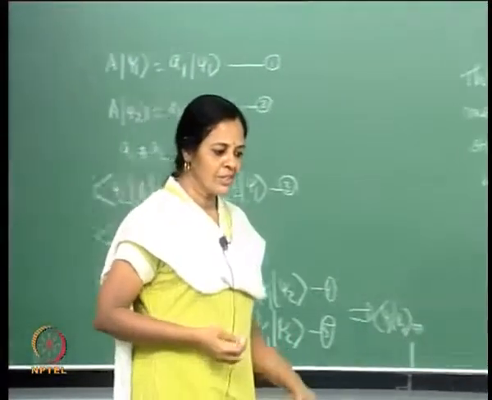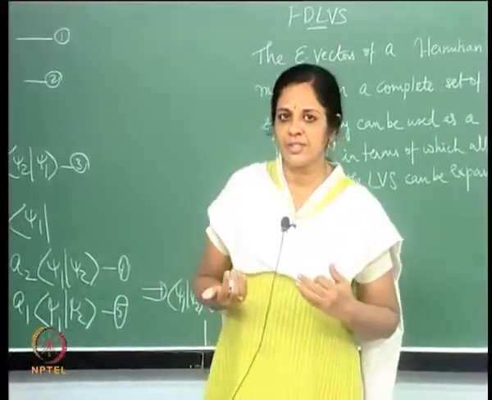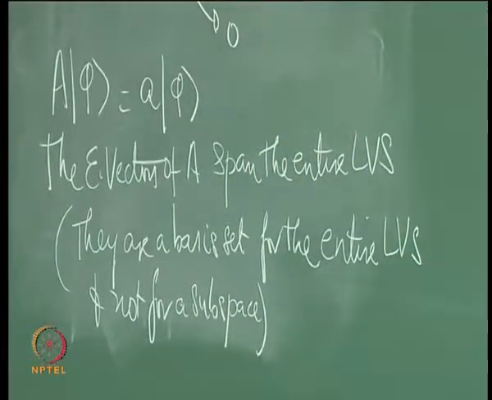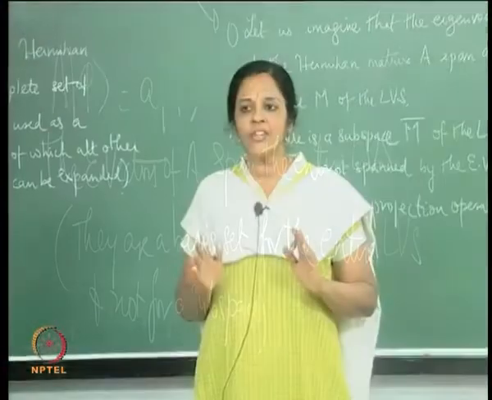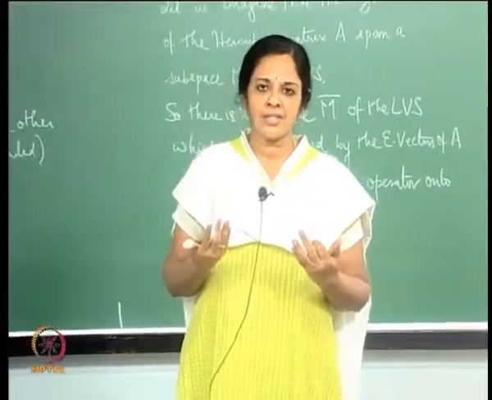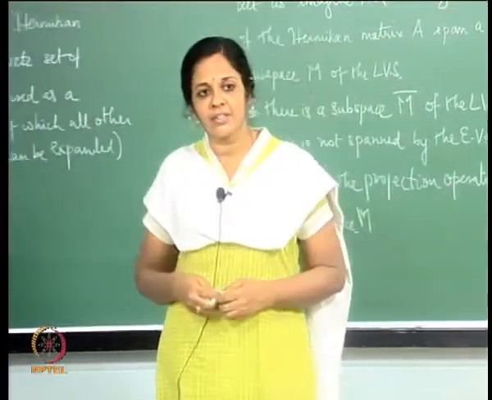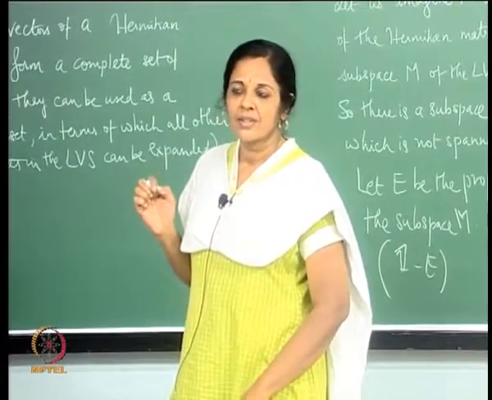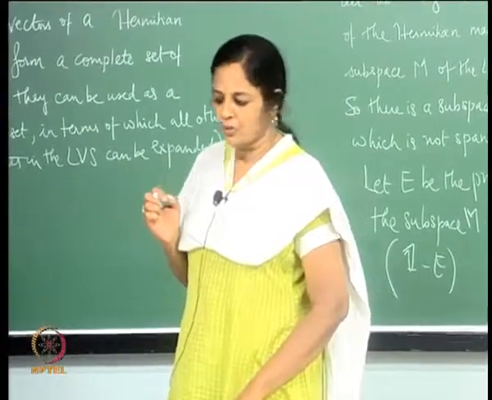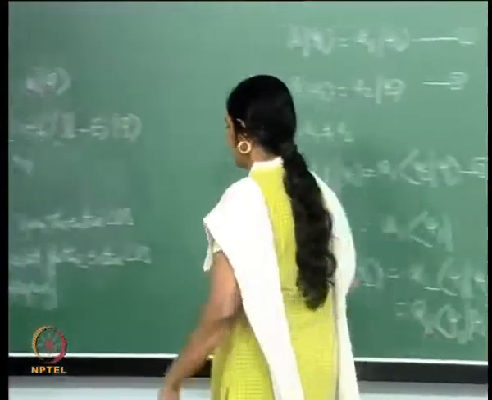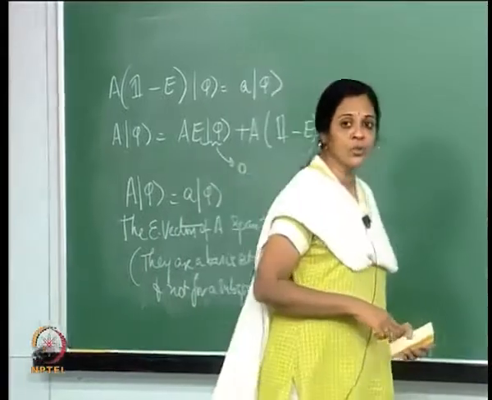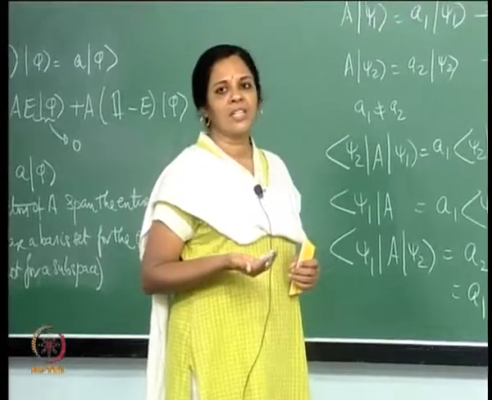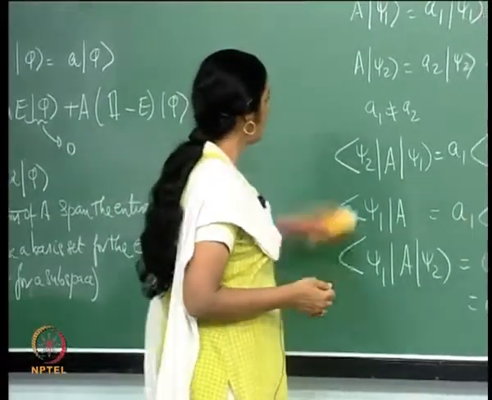This is an important point because we have just established that the eigenvectors of a Hermitian operator span the entire linear vector space. In other words, they act as the basis set in terms of which every state in the linear vector space can be expanded. Now we move on to the next problem, which is a very important problem, and that is to show that if two Hermitian operators commute, you are guaranteed to find a complete set of common eigenstates of these two Hermitian operators.